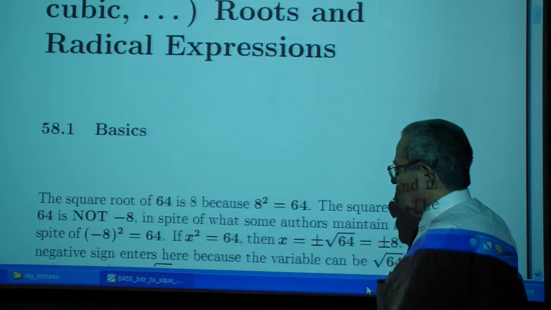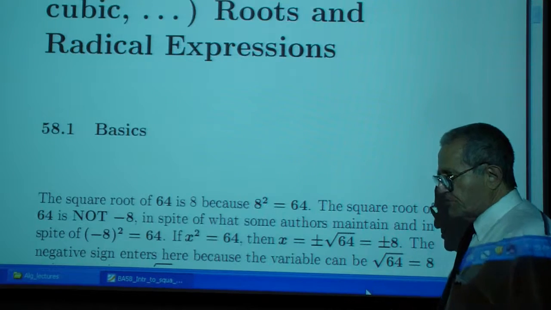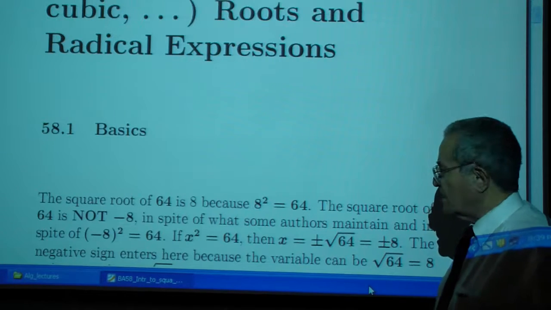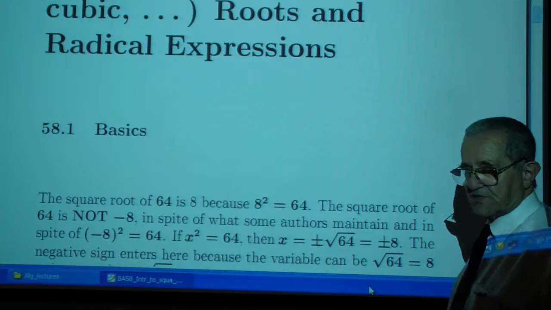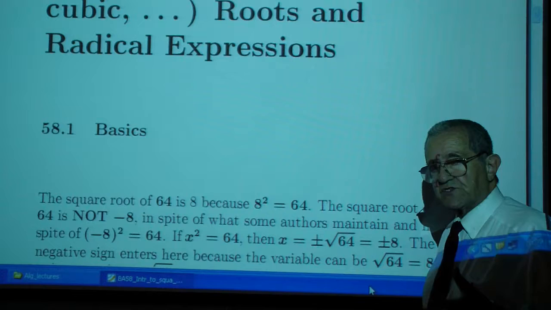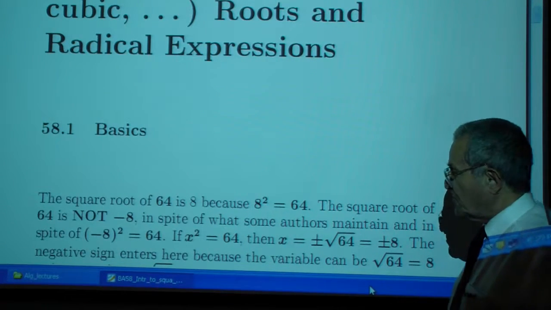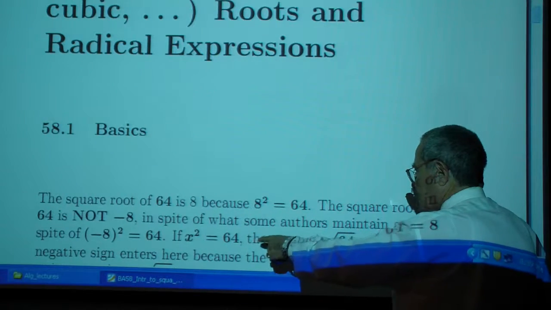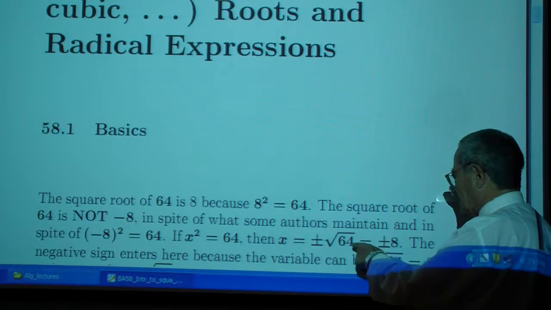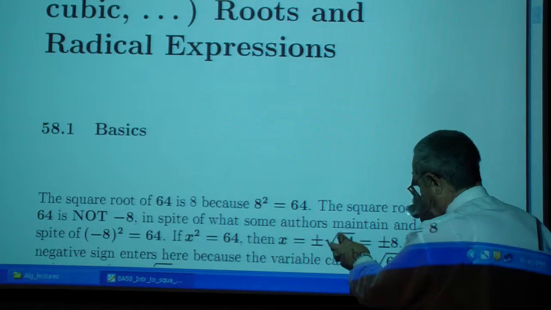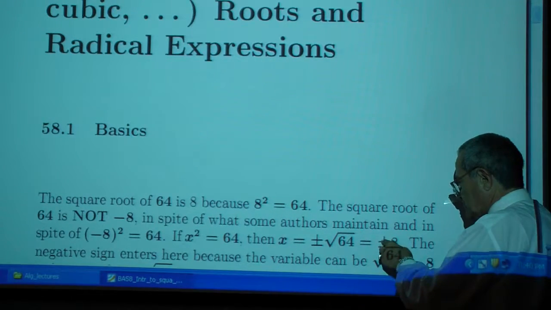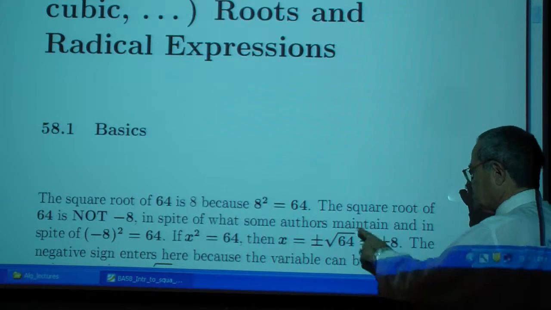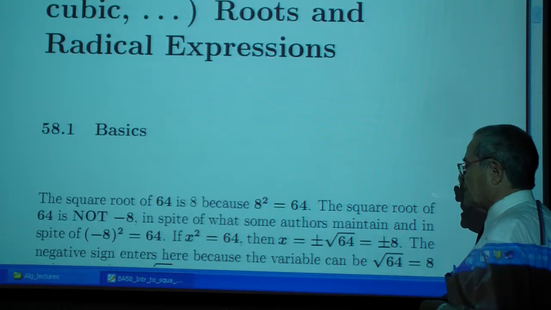Authors who do it this way refer to the square root of negative 8 as a secondary square root, and they keep the positive square root as the main square root. And later you are told that the square root of a number is not negative. So do away with it immediately. Now, if x squared is 64, then x is plus or minus the square root of 64. But the square root of 64 is 8. Now you take the 8, or you take the opposite of the 8. I am not saying that the square root of 64 is negative 8.